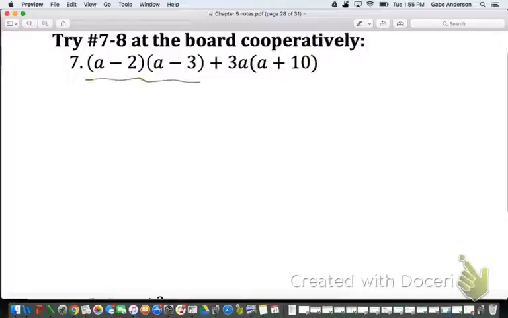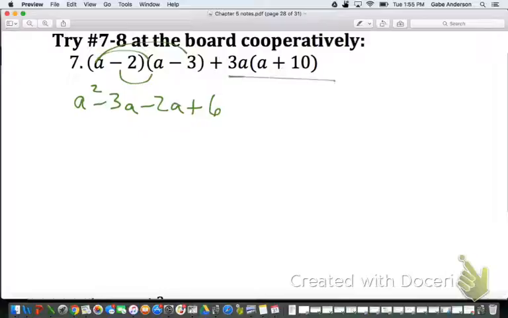What do you guys see over here on the left? Binomial times a binomial. Binomial times binomial always means we should FOIL. So let's do that. If you distribute, a squared minus 3a minus 2a plus 6.